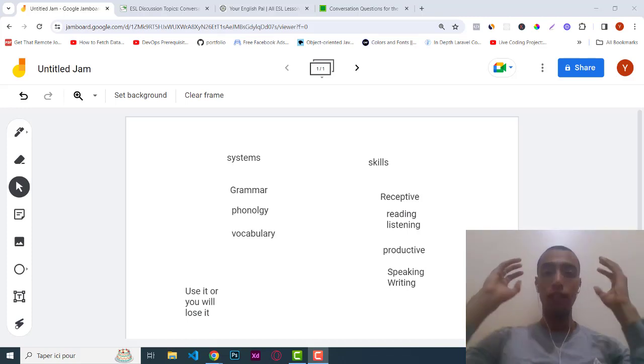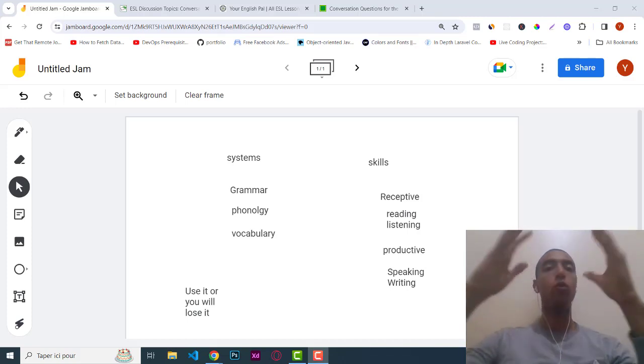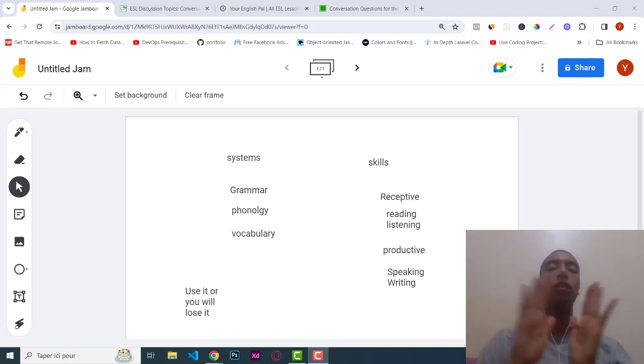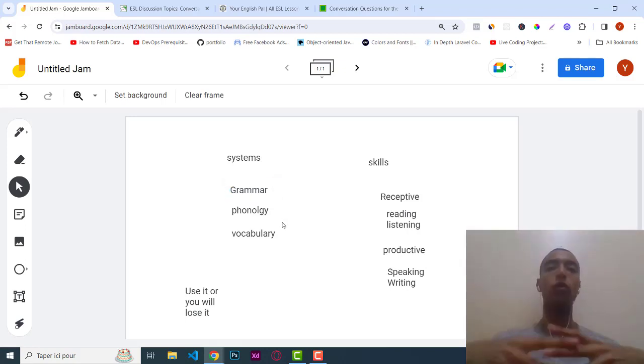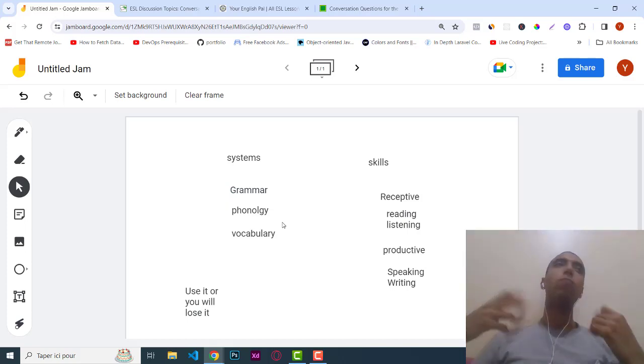The systems are the things that you need to have in your head to understand or to produce the language. For example, we have three systems here. The first one is grammar. You already know the grammar, I guess. Phonology is the study of the sounds, and vocabulary means the meaning of the words. These systems, it's not like you need to be great at them, but you need to have the basics in order to communicate efficiently.